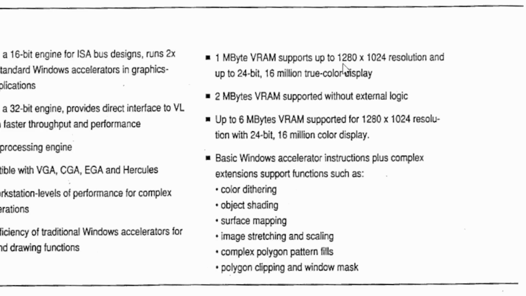Now they mention a resolution of 1280 by 1024 and 24 bits here in both cases, which is a bit odd, but I think what they're saying is in the 1 megabyte case, you could go up to the maximum resolution or color depth, but not at the same time. There was a trade-off. You'd need a 6 meg card if you wanted everything, and that makes sense. A little over 1 million pixels at 3 bytes each would be more than 3 megabytes.